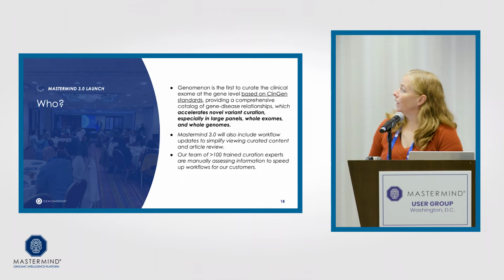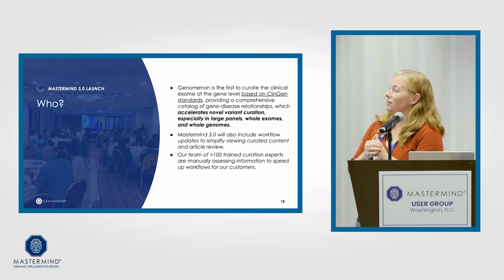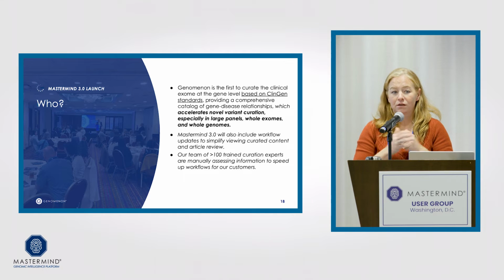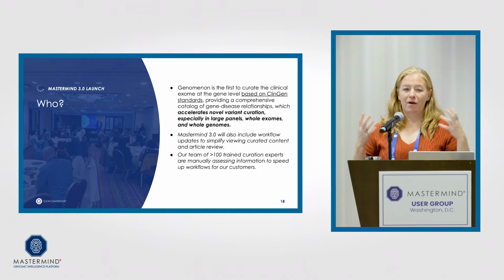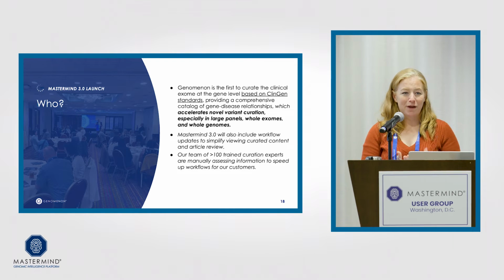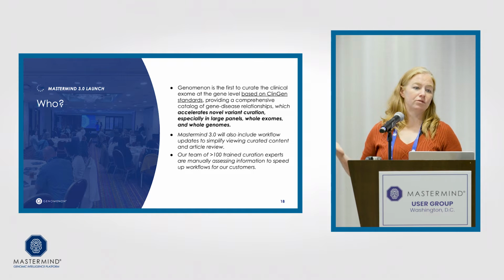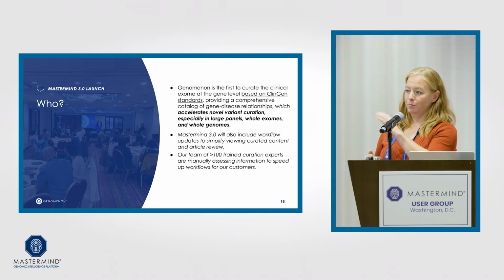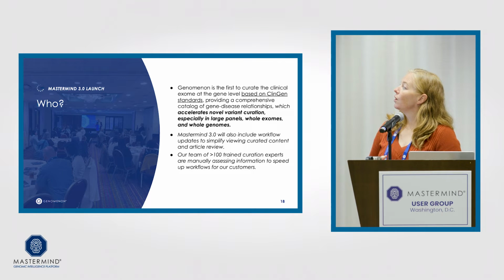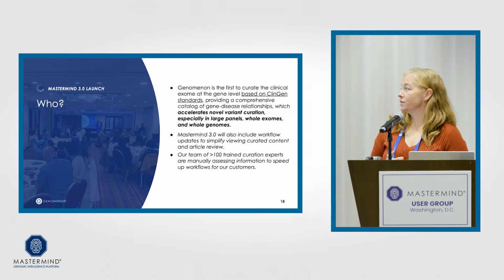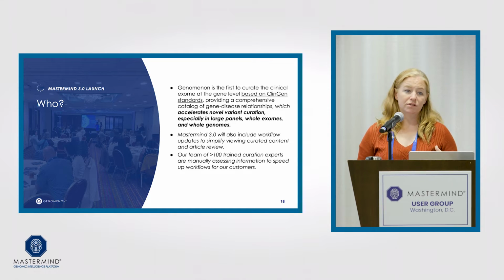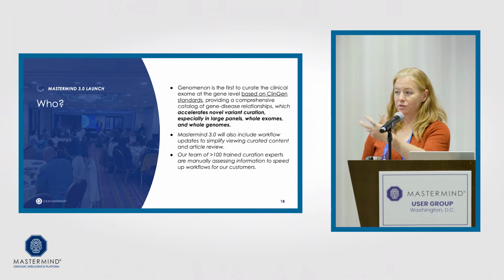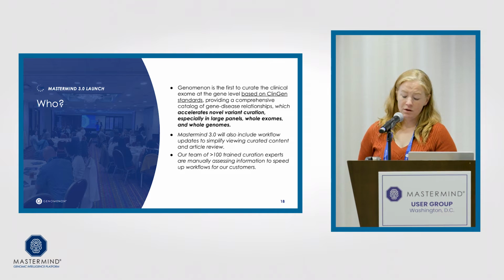So start with who. Genomenon is the first to curate the clinical exome at the gene level, and this is based on ClinGen standards. So we have a curated clinical exome, which is obviously a very vague term. As Mike had said, it's around 5,500 genes that we're deeming the clinical exome. We're going to continue doing this, so there's going to be updates rolling out over that 3.1, 3.2 that Mike had spoken about. We're providing a comprehensive catalog of gene-disease relationships to help accelerate novel variant curation, and especially, obviously, geared toward large panels and the exomes and the genomes that we've been talking about today.